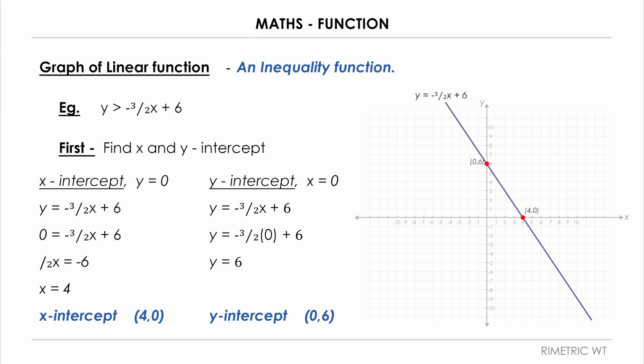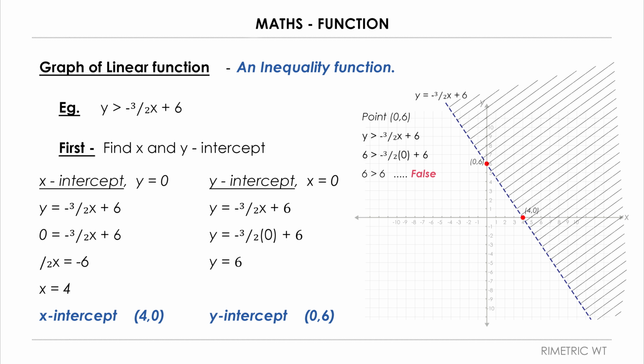We can take one of the intercepts for checking. Let's take 0, 6 for instance. When we substitute in the inequality function, we find 6 greater than 6 as shown, which is false. Therefore, the points along the graph won't satisfy the function. Hence, the graph will be a hidden line. Finally, since the inequality is greater than, we shade the area above the graph. You can check any point above the graph for validation as we did on the previous example.